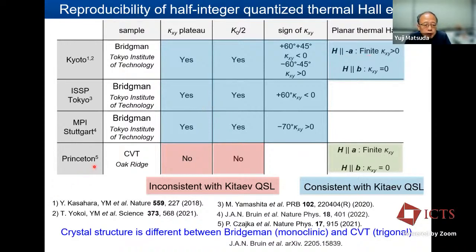So recently, the Princeton group, Professor Ong's group, measured kappa xy on the crystal grown by the chemical vapor transport method, grown by the Oak Ridge group. They observed no plateau and no quantization, which is inconsistent with the Kitaev quantum spin liquid. But they observe a finite kappa xy in parallel field. They observe the planar thermal Hall effect. So they claim the origin of the thermal Hall effect is not topological. At present, we don't know the origin of this difference. But as mentioned by Hidenori Takagi, the crystal structure is different between Bridgman and CVT, at least at room temperature. But I don't know whether this difference in crystal structure is the origin of this discrepancy.